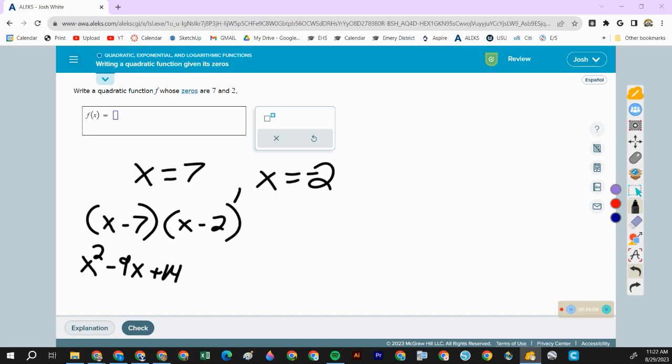What if the 2 was negative? How would that change things? Then this would change to x plus 2, which would make what? Negative 5x minus 14. Good. Okay.